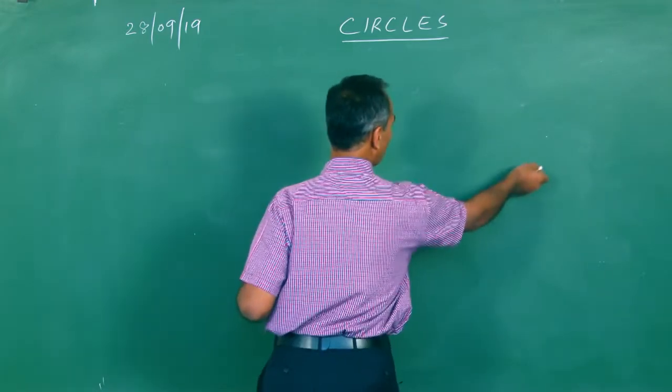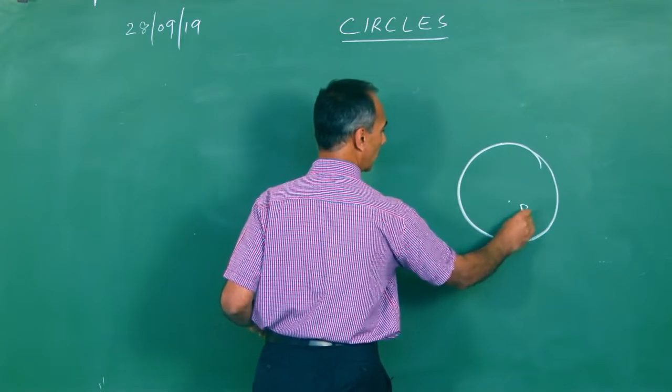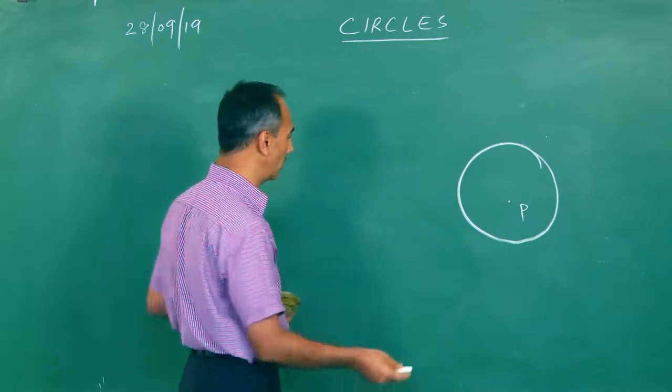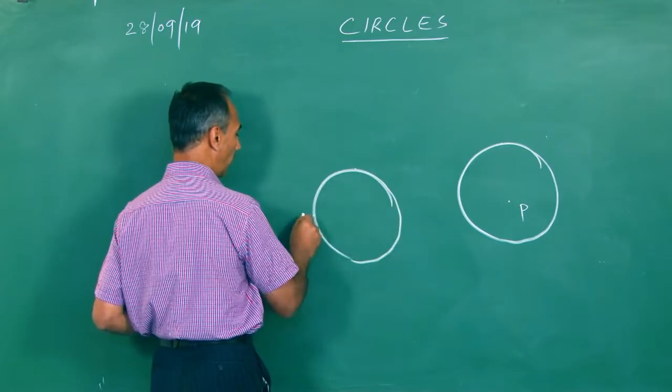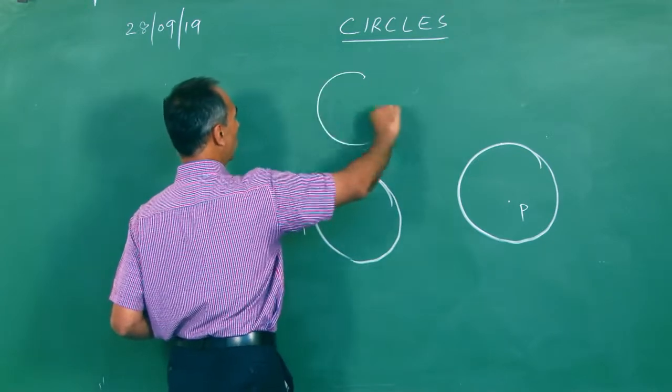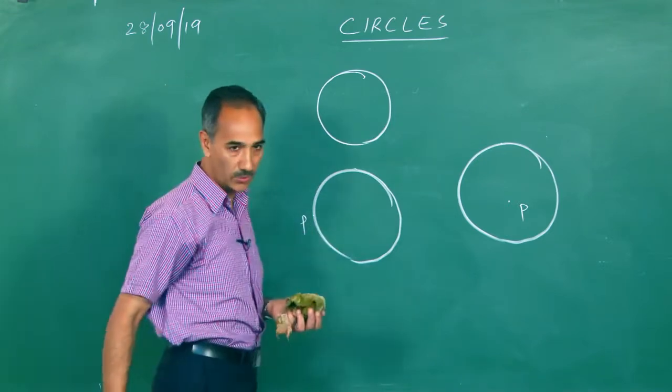So if I draw a circle and I take a point P, this is inside, it can be the center also. This is one situation. One more situation, again I have a circle and I have a point P on it. And the third situation, I have a circle and I have a point outside the circle. I'm naming that point as P.